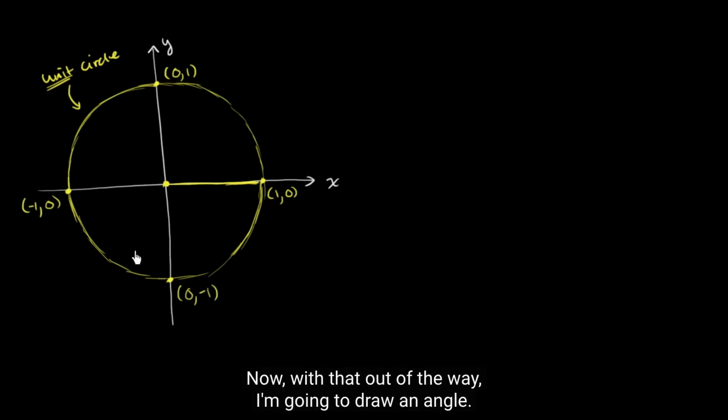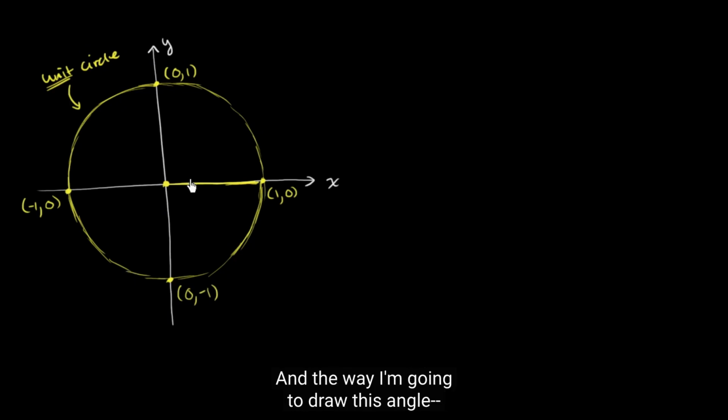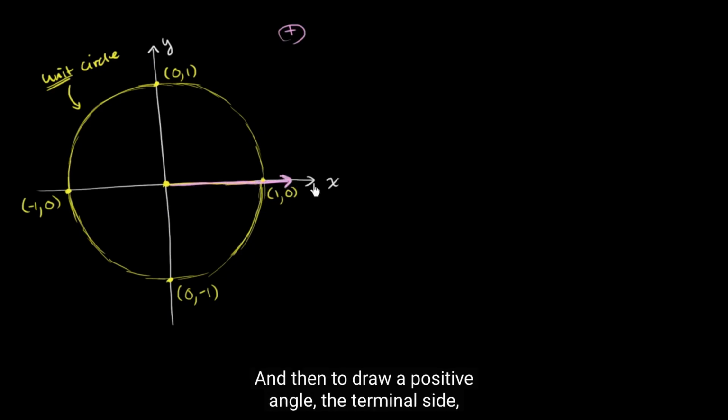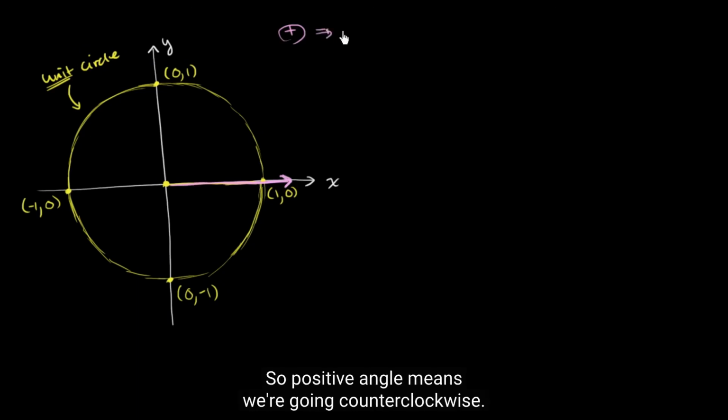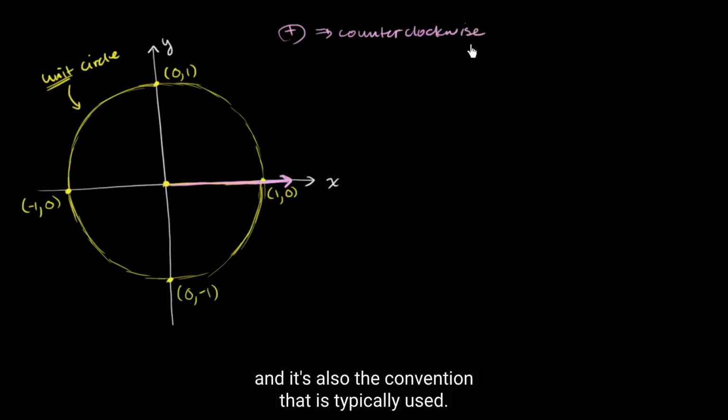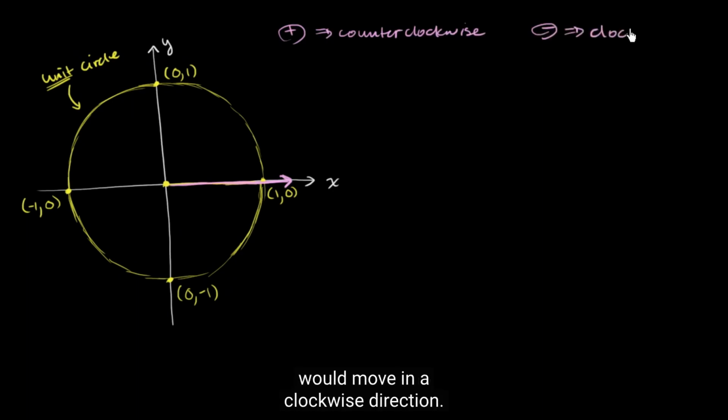Now with that out of the way, I'm going to draw an angle. And the way I'm going to draw this angle, I'm going to define a convention for positive angles. I'm going to say the initial side of an angle, we're always going to do along the positive x-axis. You can kind of view it as the starting side of the angle. And then to draw a positive angle, the terminal side, we're going to move in a counterclockwise direction. So positive angle means we're going counterclockwise. This is just the convention I'm going to use, and it's also the convention that is typically used. And so you can imagine a negative angle would move in a clockwise direction.